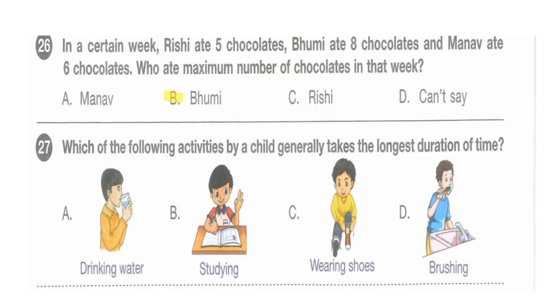Question number 27. Which of the following activities by a child generally takes the longest duration of time? A, a picture of drinking water, B, a picture of a boy studying, C, a picture of a boy wearing shoes, and D, a picture of a boy brushing. So we have to choose the activity that generally takes the longest duration of time for a child. The time taken by a child for studying is more than drinking water, wearing shoes and brushing. Answer option B.